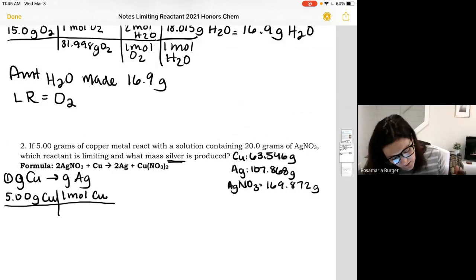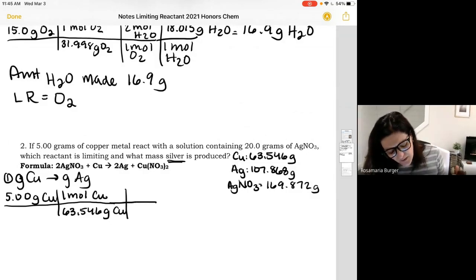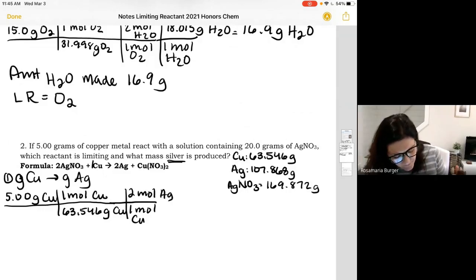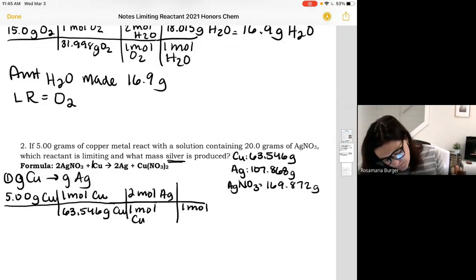We've got 63.546 grams of copper. Okay, and our mole ratio for every 1 mole of copper, we get 2 moles of silver. And for every 1 mole of silver, we get 107.868 grams of silver.